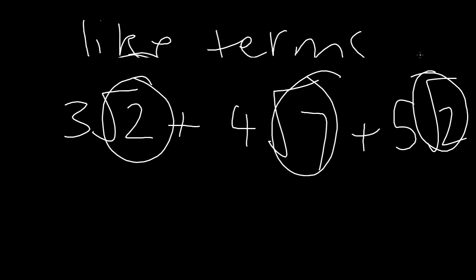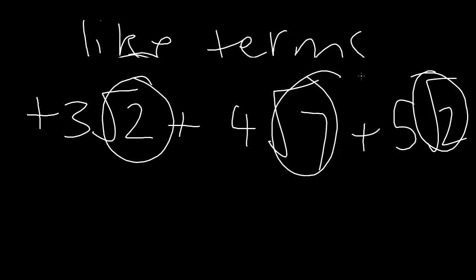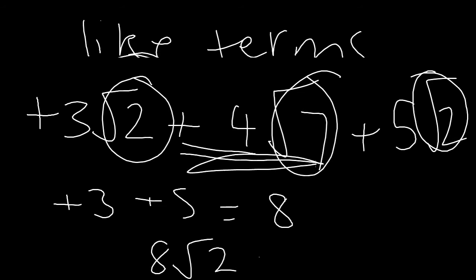A good way to think about this is, if you see nothing at the front, imagine a plus out in front, and you take the coefficient. So we can see there's a plus 3, a plus 4, and a plus 5. We can't do anything with the plus 4, that has to stay as it is, but we can combine the plus 3 and plus 5. That equals 8, so we have a total of 8 root 2, and then we add on our other bit, which can't be simplified any further, plus 4 root 7.